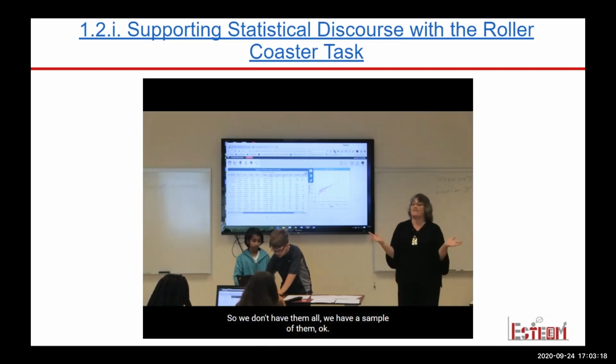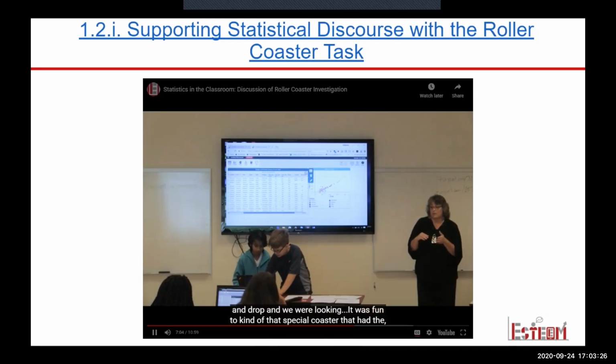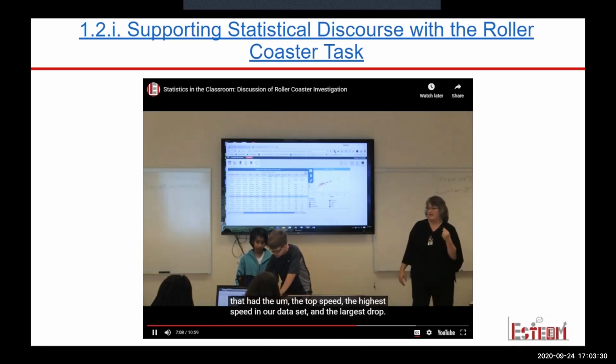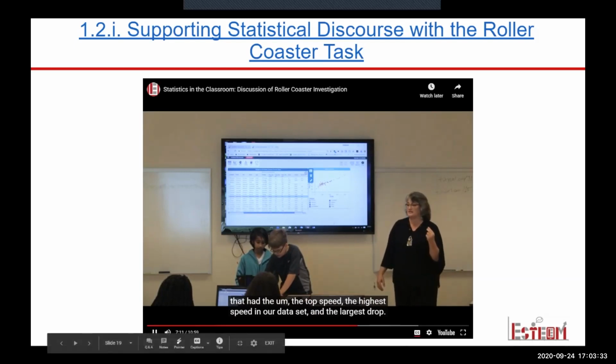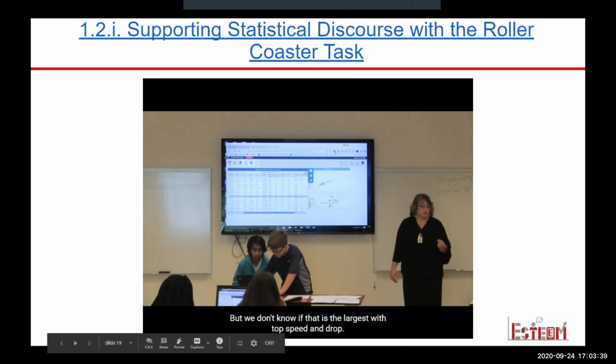So we don't have them all. We have a sample of them. Okay. And we're learning some things. And one of the things we just looked at was top speed and drop. It was fun to find that special coaster that had the highest speed in our data set and the largest drop. But we don't know if that is the largest with top speed and drop overall.